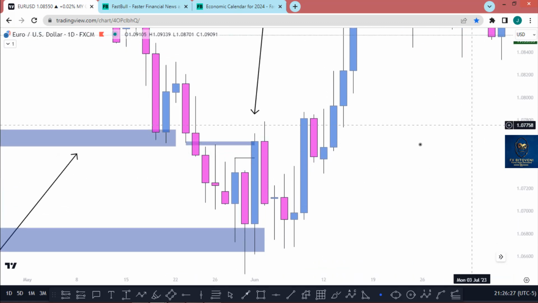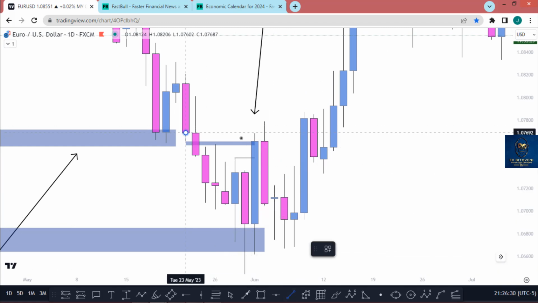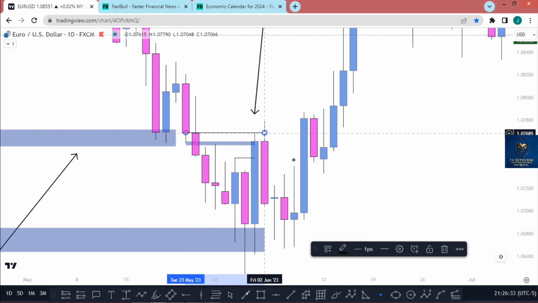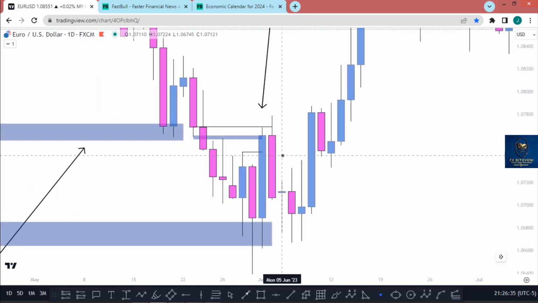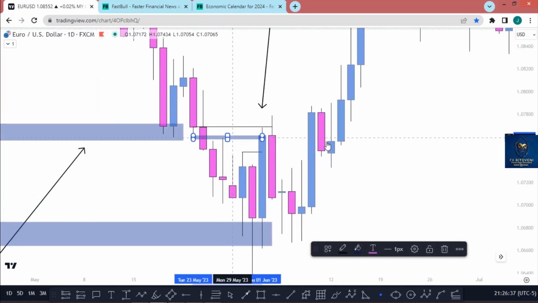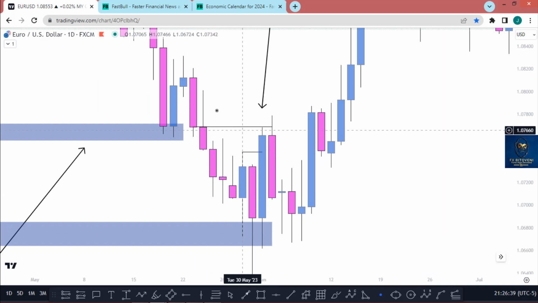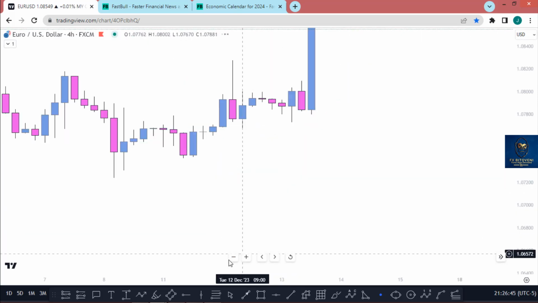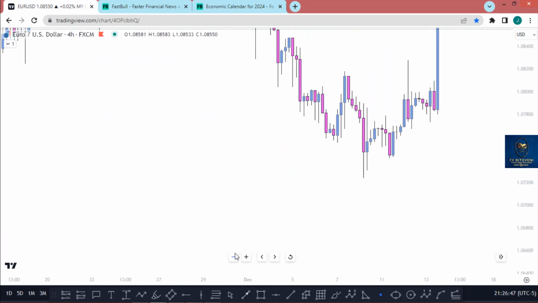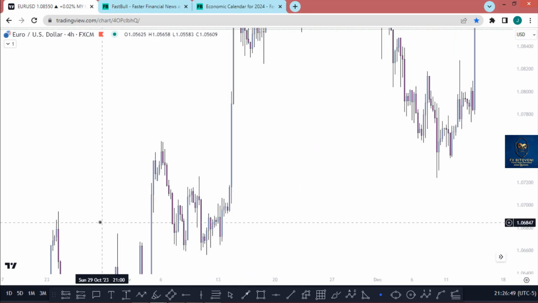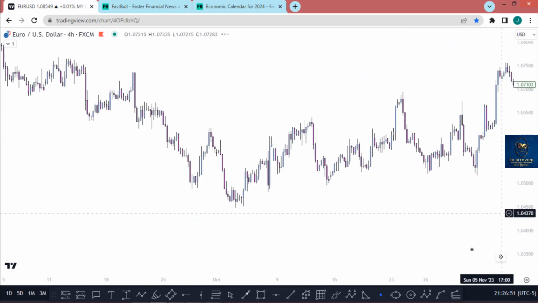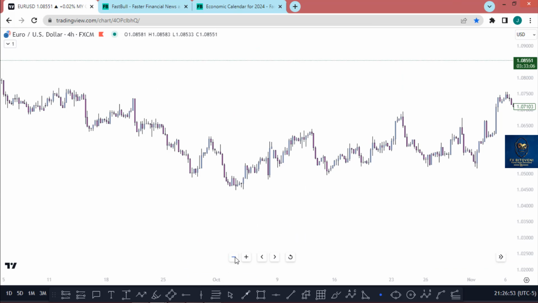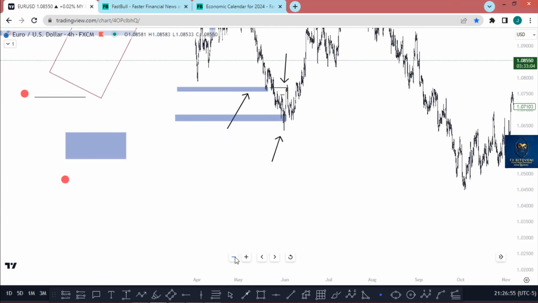You need to see your imbalance resting here. You see this level, and you have to see that the imbalance is broken with a body, so you remove it. There is no rejection, and then you check within this week also to see what's going on there.